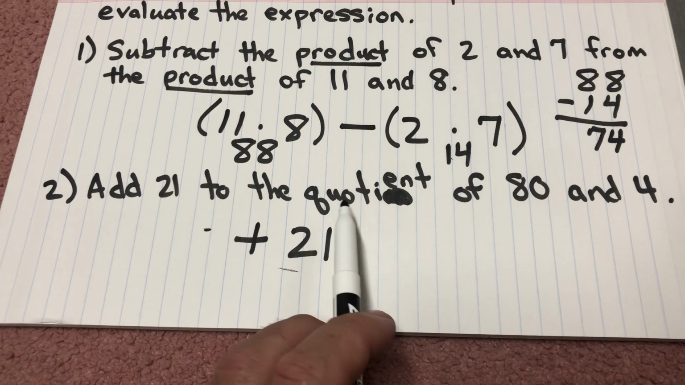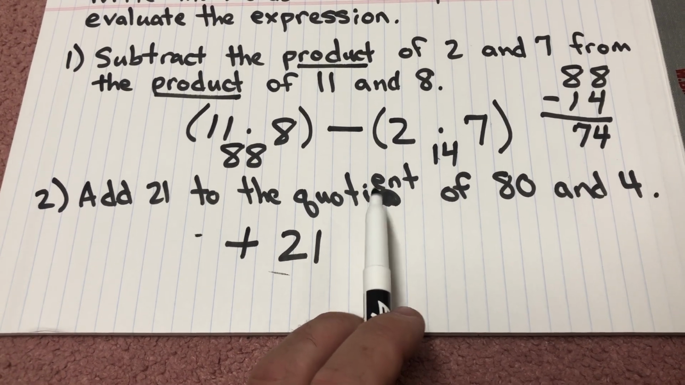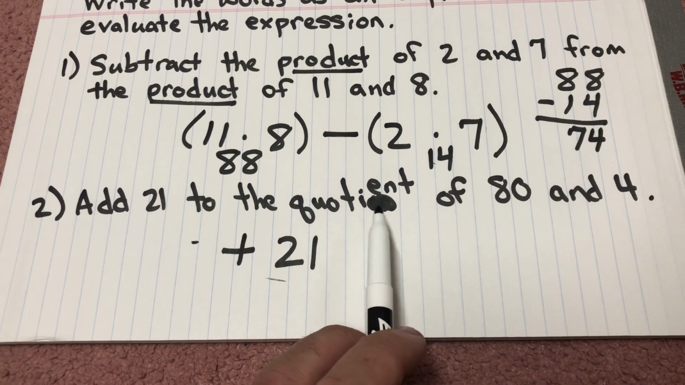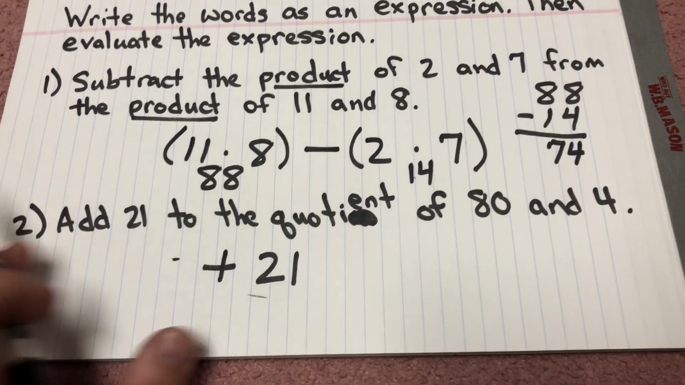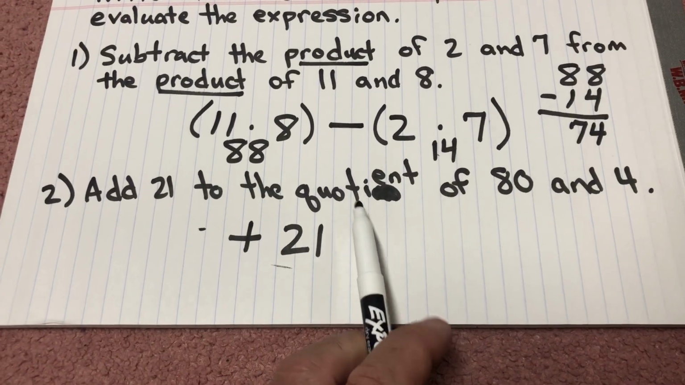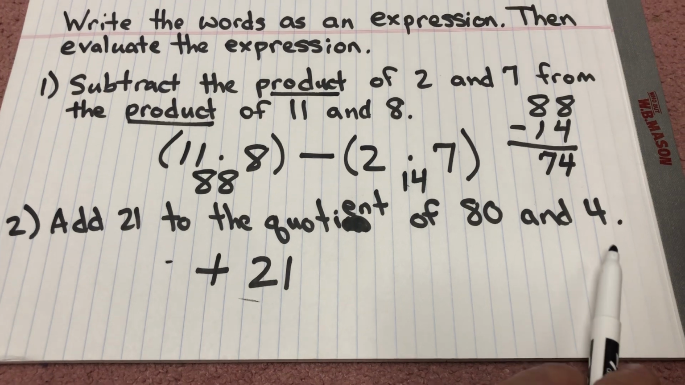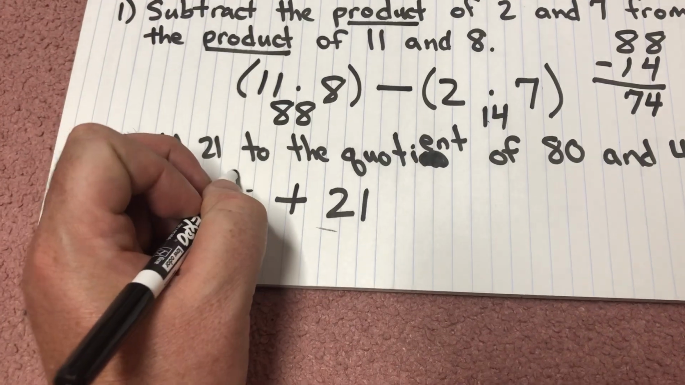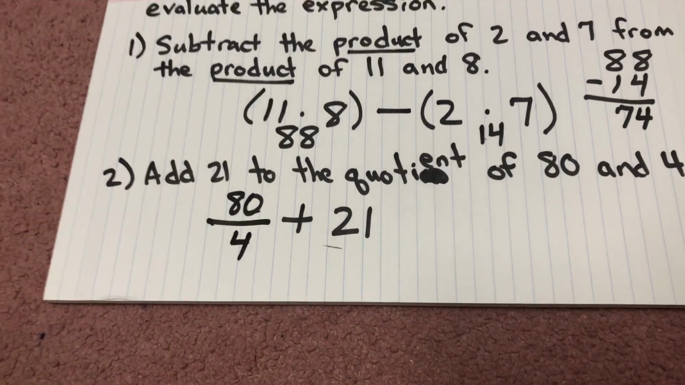The quotient, remember, is the answer to a division problem. How does Mr. Swack want you to write your division problems when we're doing these kind of pre-algebra sorts of things? That's right, as fractions. So this is the quotient of 80 and 4. It's going to be 80 divided by 4, and we're going to write that as 80 over 4.